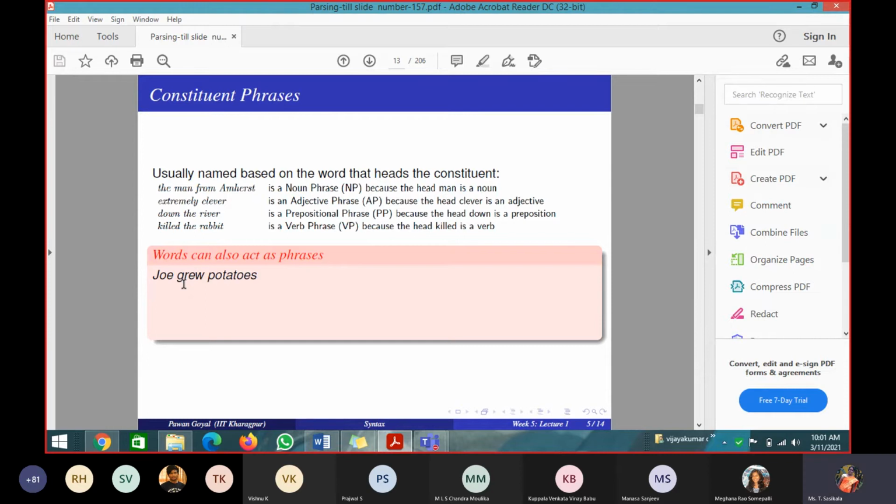Can you tell me what is an example given here? Joe is a noun, it forms a noun phrase, and Joe grew. Can you read out the sentence? Can you all see the sentence on the screen? Yes, ma'am. Can you read out the sentence? That is only what I am asking, right?